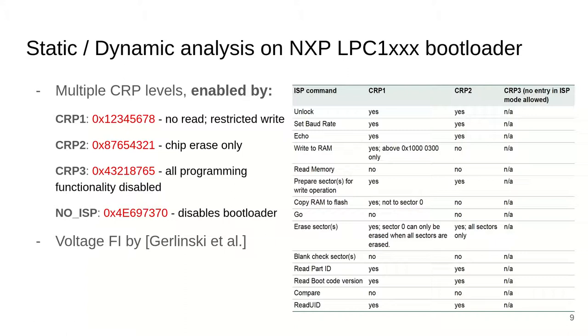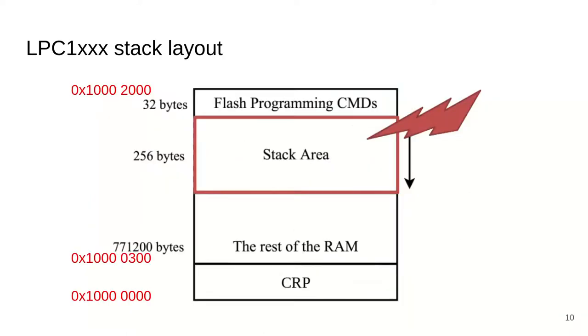And then finally, it has another level, which is called No ISP, which only disables the bootloader, but still has the debug interface, the SWD interface, enabled. So this chip has already been attacked by voltage injection by Galinsky et al. a few years ago, but we would like to show how the complexity of the bootloader leads to a software-only exploitation. For that we have to have a brief look at the stack.